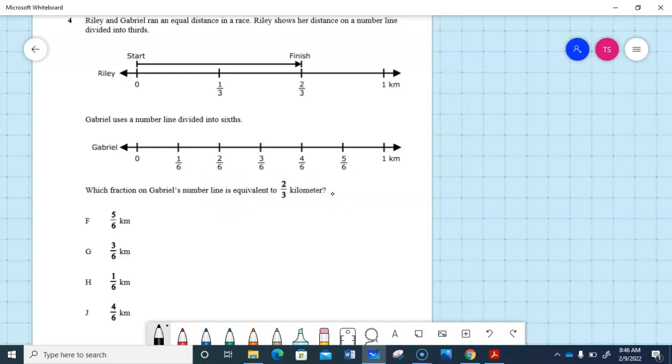So my number lines are lined up directly with each other. So 2/3 right there. My zeros are lined up, my ones are lined up. So if I went straight down, I can see that 4/6 is the same amount as 2/3. So 2/3 is equal to 4/6. And that would be answer choice J.